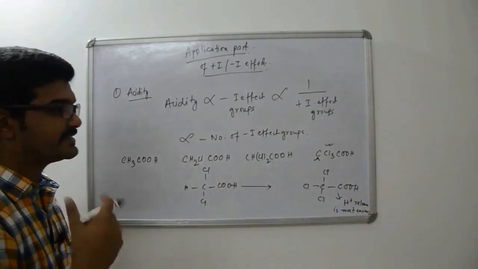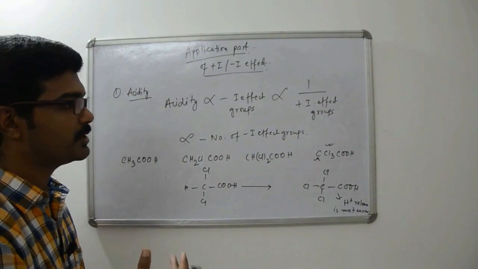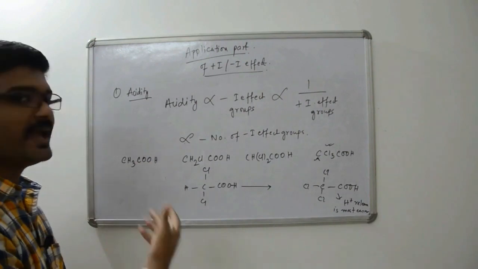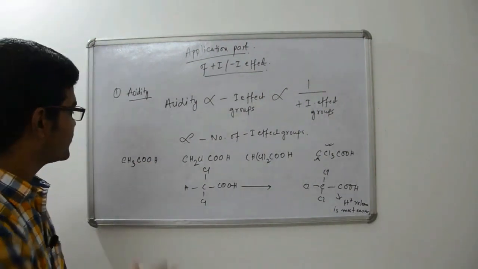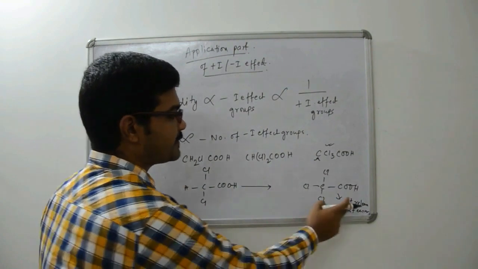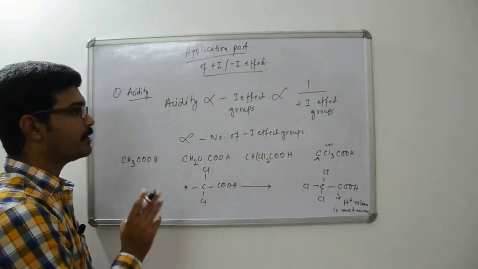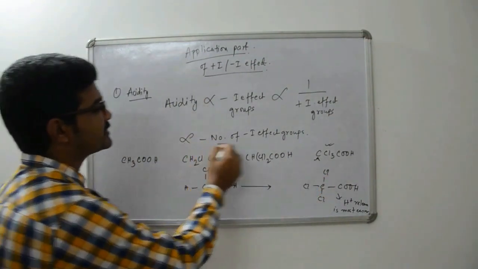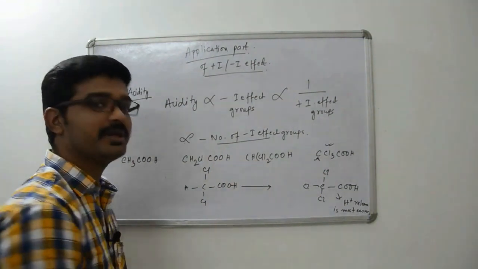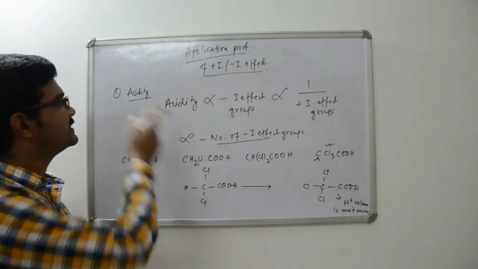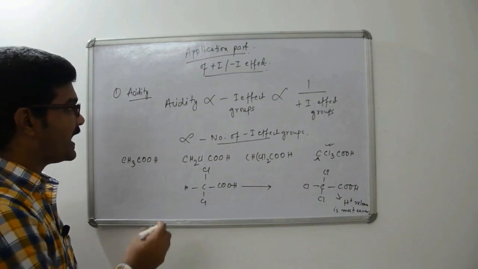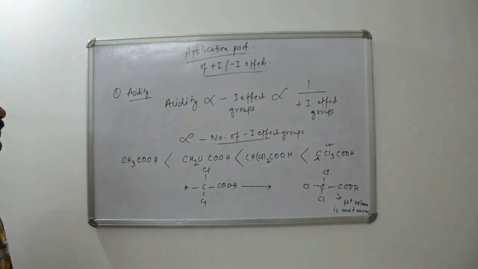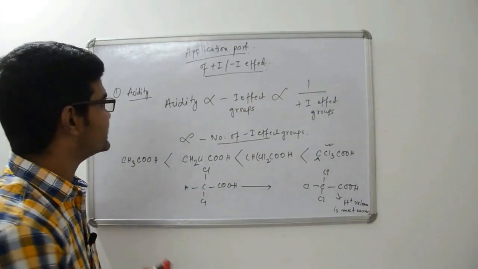Now we know acidity of any carboxylic acid is shown by the fact that the more easily it donates H plus ions, the more will be the acidity of that carboxylic acid. So as we move from left to right, H plus release increases. Why? Because the number of attached chlorine atoms increases. So this condition, number of minus I effect groups increases, which in turn increases the acidity. So the acidity order will follow this trend, right? Now let us move to another example.